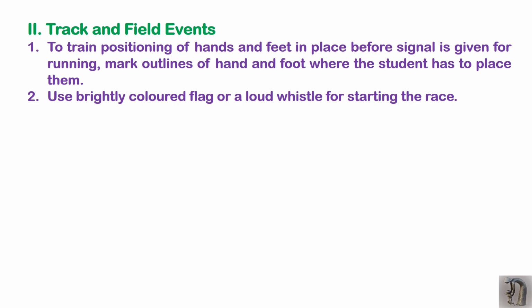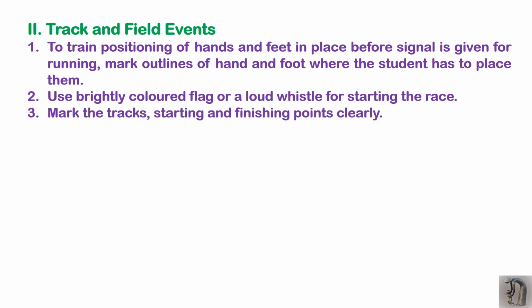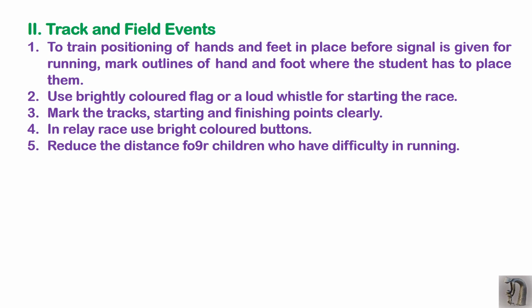For example, if you want the child to run on the track, for a visually impaired child you can use some sound, and for a hearing impaired child you can use a flag. You can just throw the flag, and they will understand that they have to run. So mark the track starting and finishing point, which is very important. In relay race, use a bright color again. Reduce the distance for children who have difficulty in running.